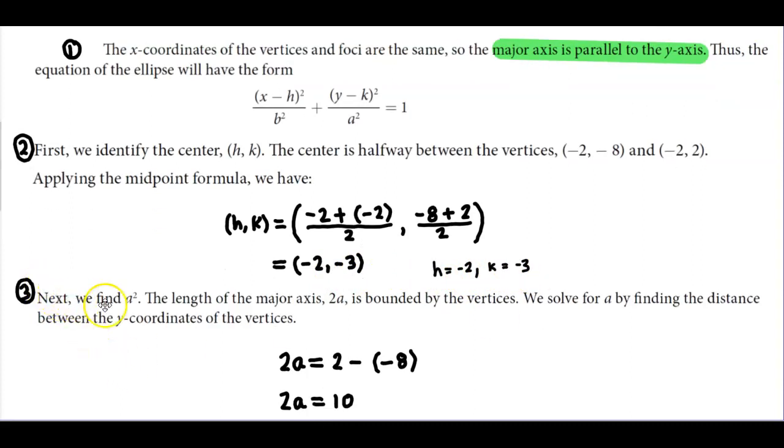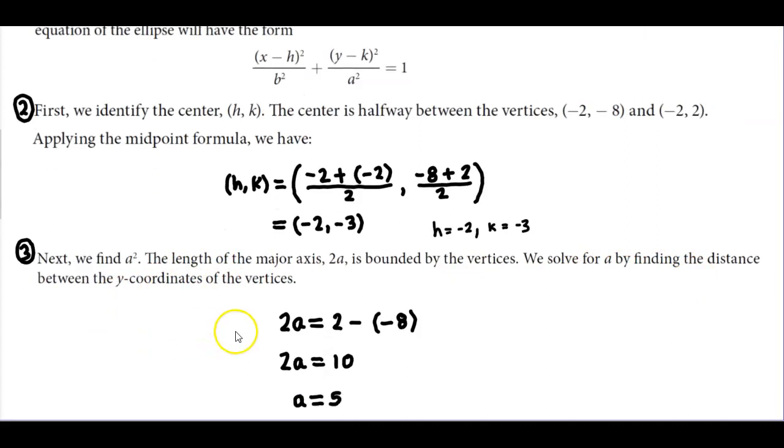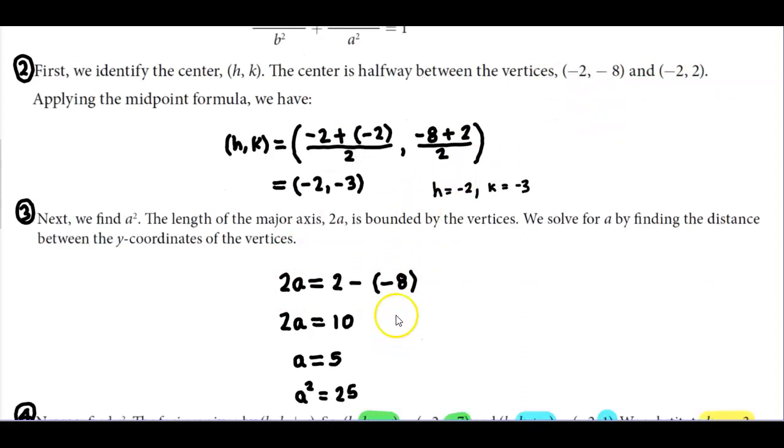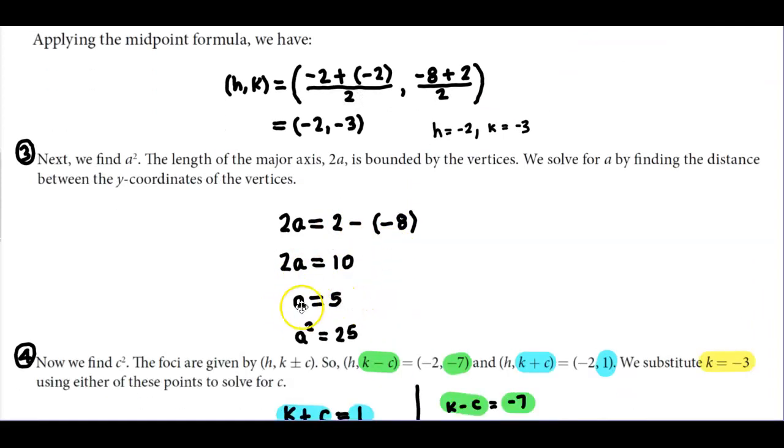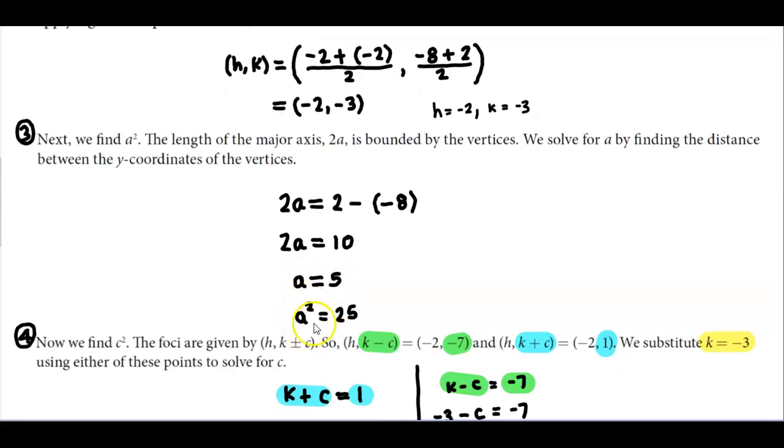Now in step 3, we need to find a squared. The length of the major axis is 2a, and it is bounded by the vertices. So we solve for a by finding the distance between the y-coordinates of the vertices. So we have 2a, which is equal to 2, the second y-coordinate, minus the first y-coordinate, which is -8. Well, 2 minus -8 is positive 10. Divide both sides by 2, and now we know that a is equal to 5. And if we square both sides, a squared is going to equal 25.